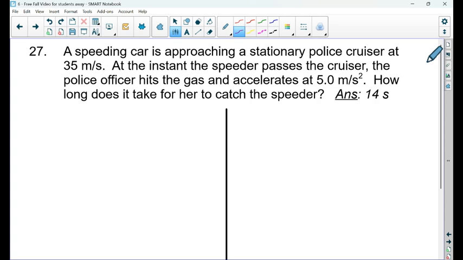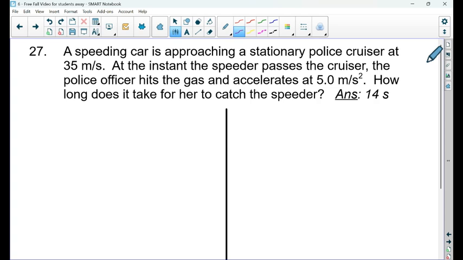Okay. Here's the key idea here. How long does it take for her to catch the speeder? We got to say to ourselves, what are we really looking for, right? We know there's some time, that's how long, there's some time where their displacements are the same. So we're actually going to set their displacements equal to one another and then solve for time.